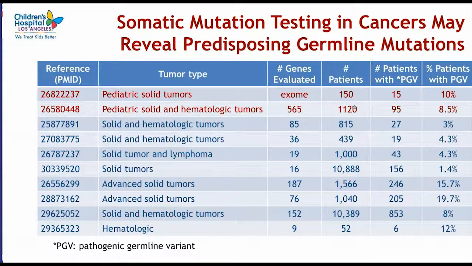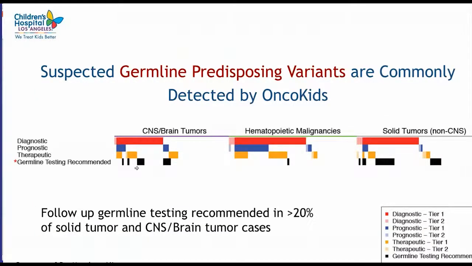I also want to mention that this 10% is probably an underestimate, because these studies were designed in such a way that they were not able to pick up all possible germline variants. There are some estimates that the actual number is more like 15 to 20%. So we're very aware of this possibility of germline predisposition when doing testing for our cancer patients. And we actually looked at our own data. When summarizing our OncoCase results, we looked at how often we detect variants of diagnostic significance, prognostic significance, therapeutic significance, and then we also looked at how often we detect variants that may be predisposing germline variants where we have to recommend follow-up germline testing. And it turns out that in more than 20% of our solid tumor patients and CNS brain tumor cases, we find a variant that is suspected to be germline where follow-up germline testing is justified.